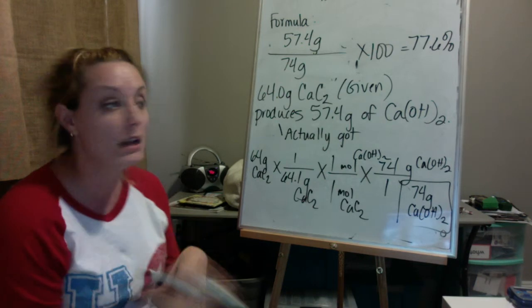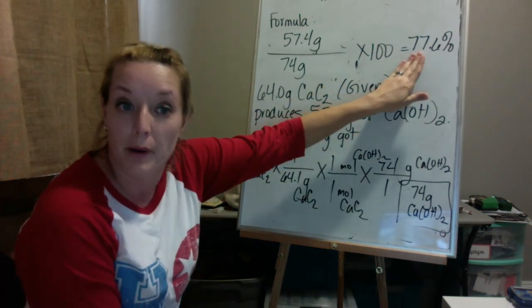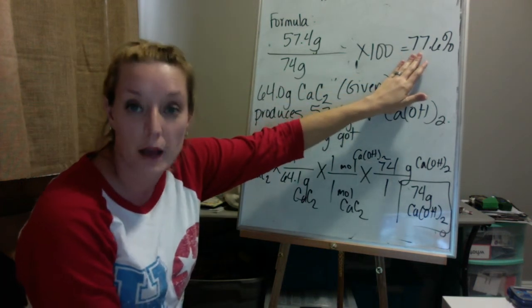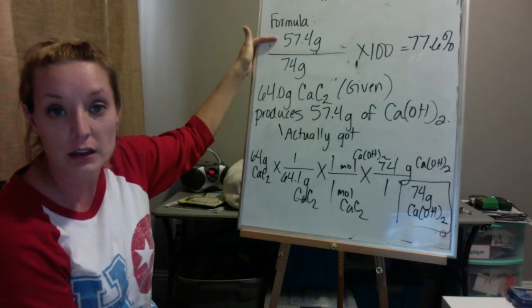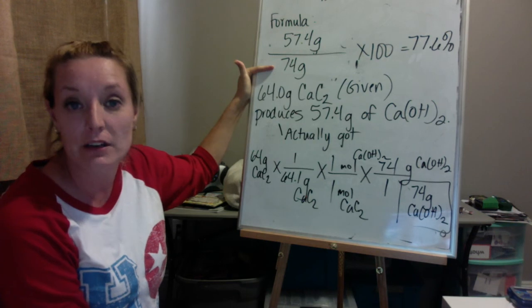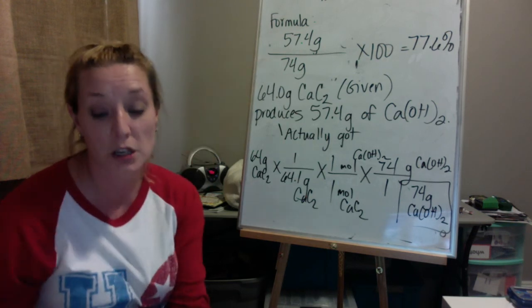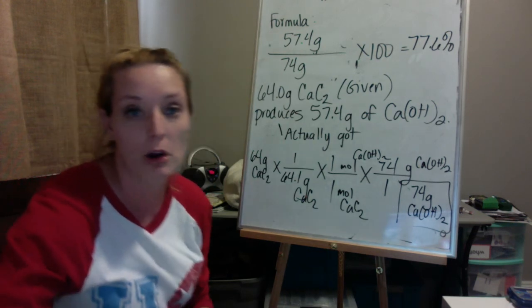So that's telling me this is how correct I was. I was about 78% correct. I only got 57.4 grams when I actually did it. I was supposed to get 74, okay? And that's a percentage yield problem. Ask me questions tomorrow in class if you have any.